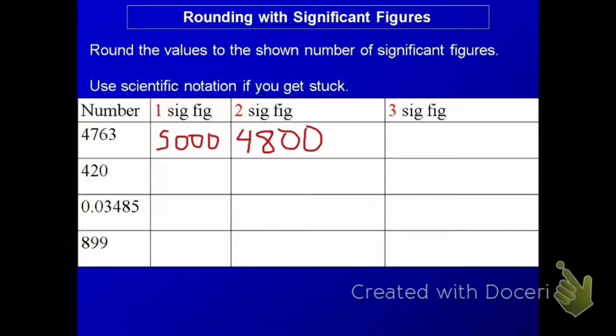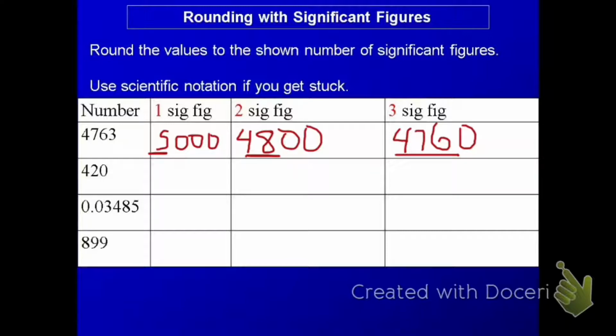Now we will round to three significant figures. We will have 4, 7, 6. The 3 does not round the 6 up, so we're going to have 4760. I'm going to underline each one of the significant figures. 1 sig fig, 2 sig figs, 3 significant figures.